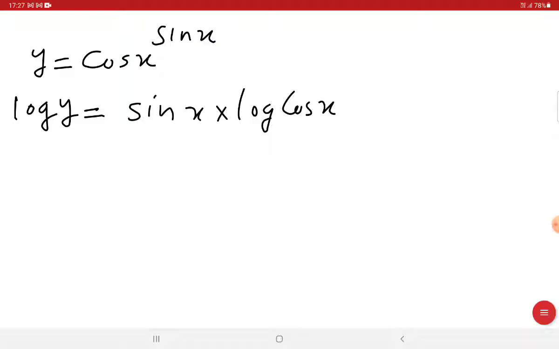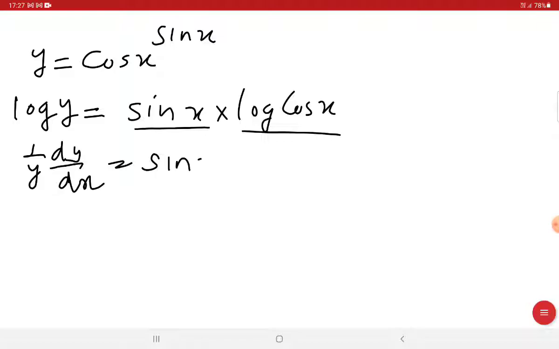Now, differentiate both sides with respect to x. So, 1 by y into dy by dx is equal to first function sin x, second function log cos x. So, you have to apply product rule. First function into derivative of second function. Log function first, that is 1 by cos x.